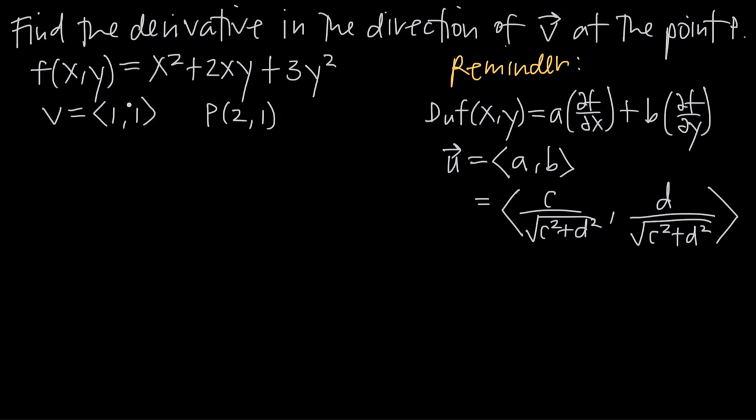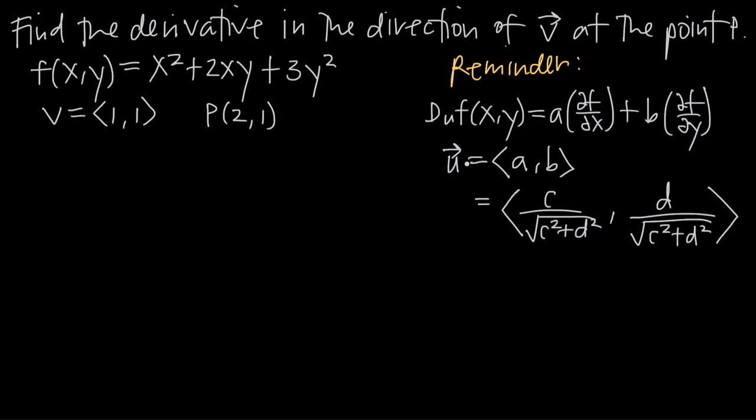Sometimes in a problem like this one, you're going to already be given the unit vector u. In that case, for example, if we had u equals 1, 1, we would just be able to plug these values 1 and 1 directly into our directional derivative formula for a and b. But when you're given a vector v, you have to convert it into its unit vector form and then grab a and b from the unit vector to plug into your directional derivative formula.